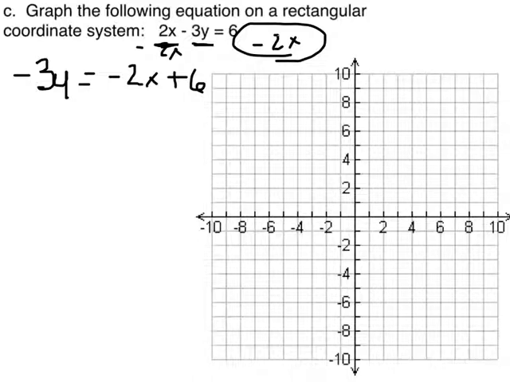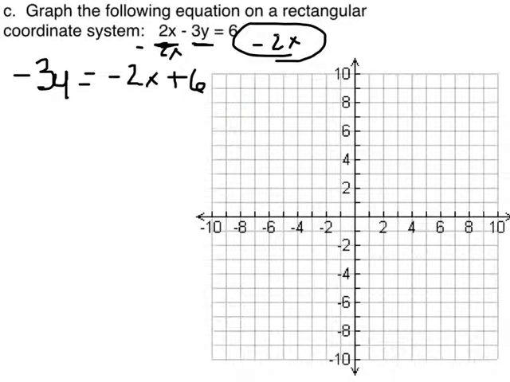Did you see how I did that? Subtracted 2x from both sides, but you can't subtract negative 2x from 6. They're not like terms. So I couldn't put it right under there. But I'm going to rearrange it so that it meets my slope-intercept form of a graphing equation. So the negative 2x needs to come next, and then the plus 6.